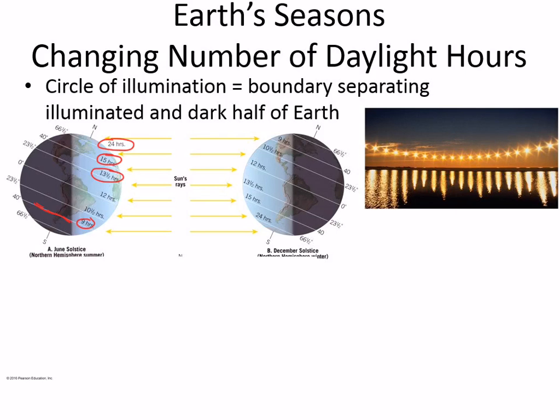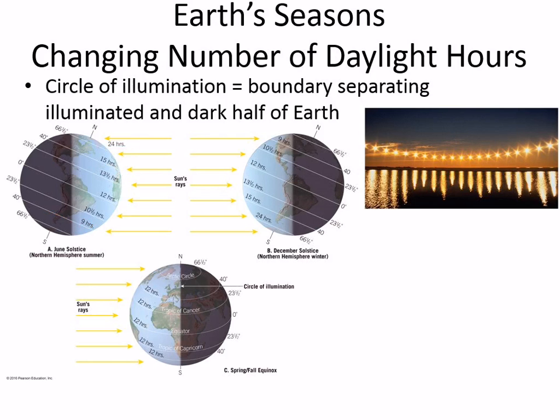So those are the two solstices, the summer and the winter solstice for us anyway. And the two equinoxes would look like this. As the Earth spins, the reason they call them equinoxes is we have an equal amount of daylight and nighttime for all lines of latitude.